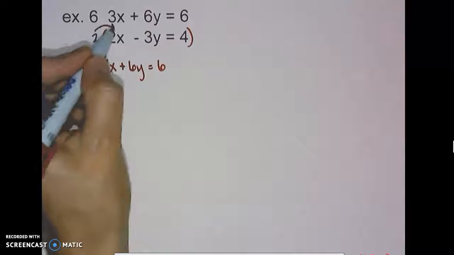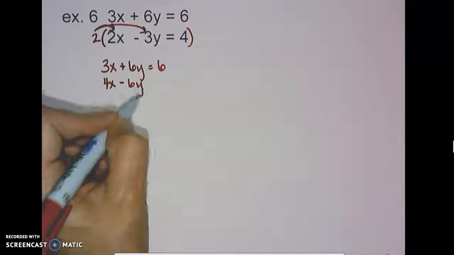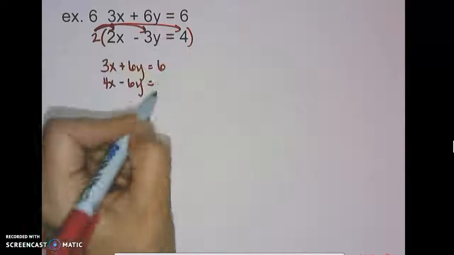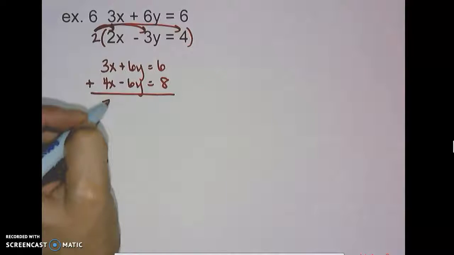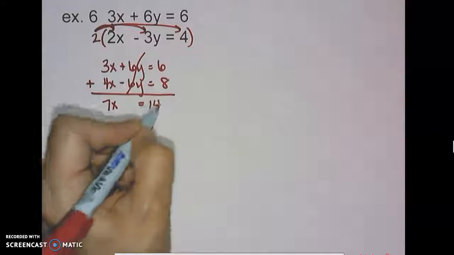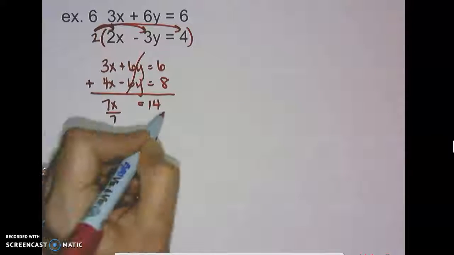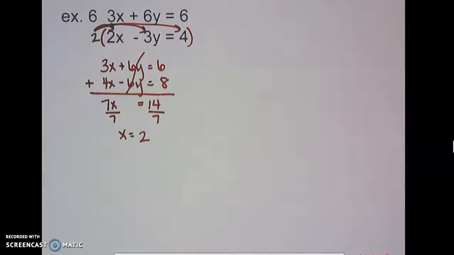And the second equation, when we distribute in, would give us 4x minus 6y equals 8. So we're going to add those equations together and get 7x, the y's eliminate, equals 14. Dividing by 7 on both sides, x would equal 2.